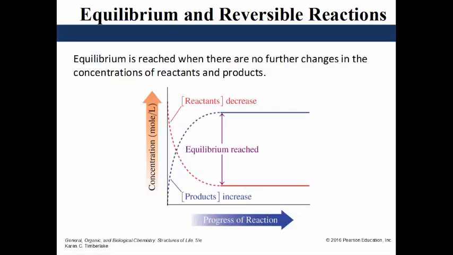Equilibrium is reached when there are no further changes in the reactant or product concentration. For this chart, it has the progress of reaction over here versus the concentration. So reactants will get a little bit less and less in the very beginning, and the products will get higher and higher in the very beginning. And then they get to a point where they're at an equal level, an equilibrium.